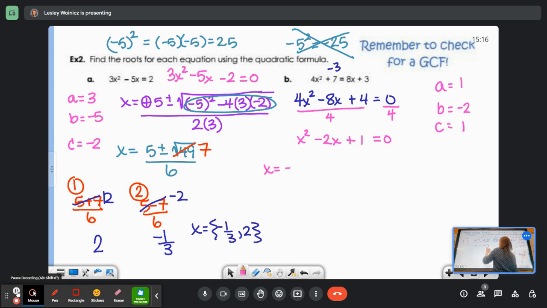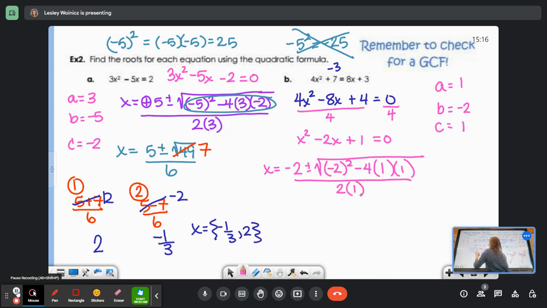X equals negative 2 plus or minus the big square root sign. Negative 2 squared minus 4 parentheses 1 parentheses 3. Okay, it's almost perfect. Okay, and did you do the whole thing over 2A? Okay, I see one little baby problem. If my b is already negative, when I do the opposite, what is it going to be? Plus. So it should be a positive 2. Otherwise, everything I heard was right.